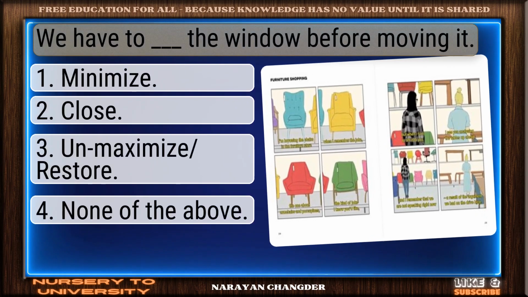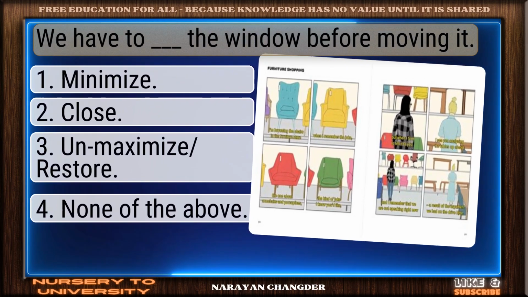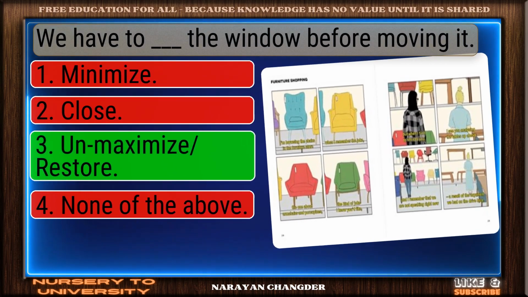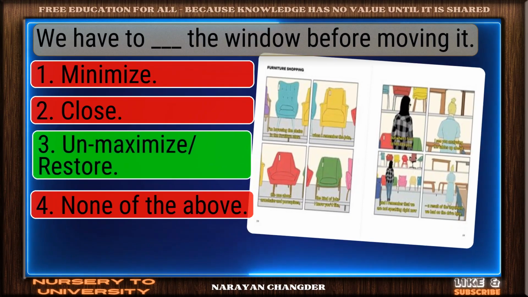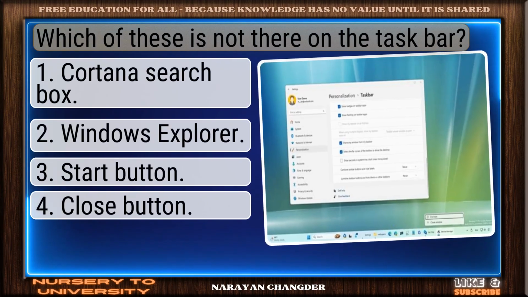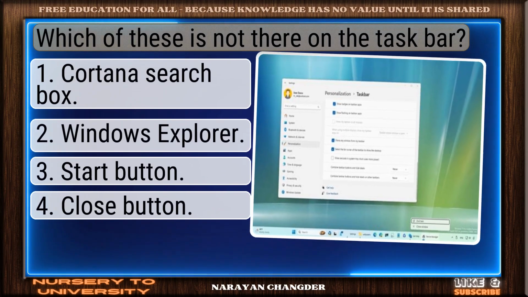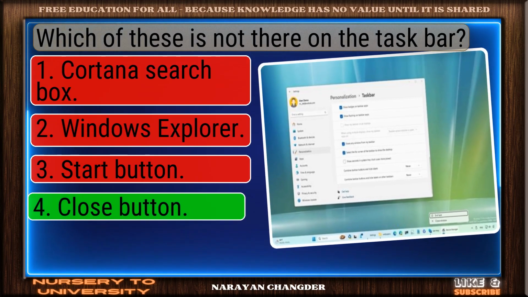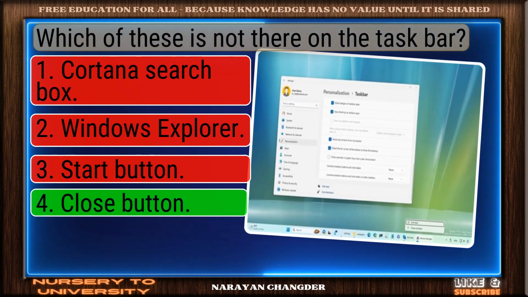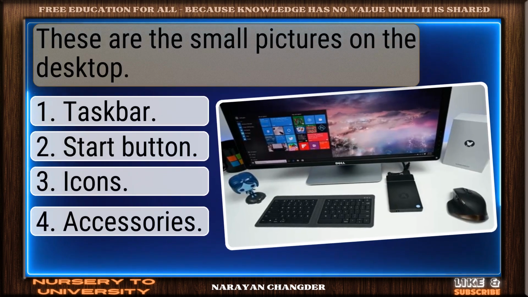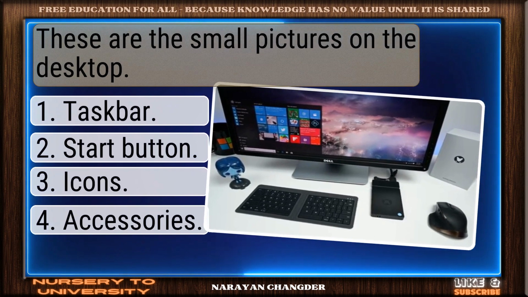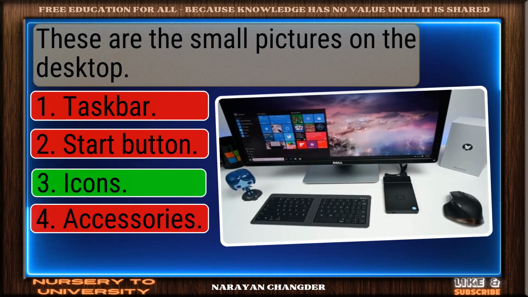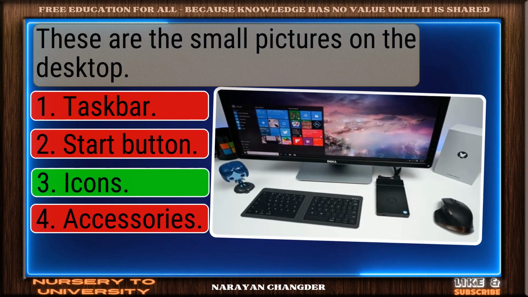We have to dash the window before moving it. Sharp thinking. Unmaximize restore is the right choice. Which of these is not there on the taskbar? Well reasoned. Close button is the correct choice. These are the small pictures on the desktop. Correct. Icons is the right answer.